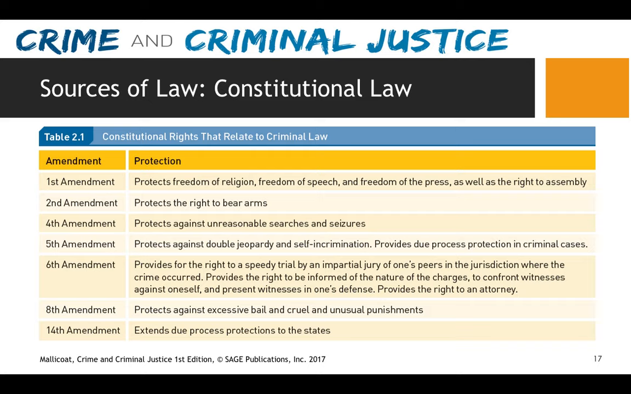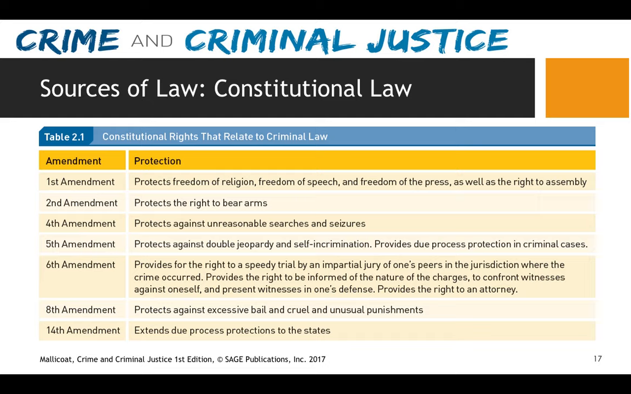So we have the right to a speedy trial and an impartial jury, in front of our peers, according to the 6th Amendment. The right to be informed of the nature of our charges. We could confront our witnesses against us, present witnesses in our defense, and we could have the right to an attorney. All this is because these are rights that were not given to the colonists when we were colonies of Britain. So our founding fathers made sure that we had these rights protected when we were in a trial.